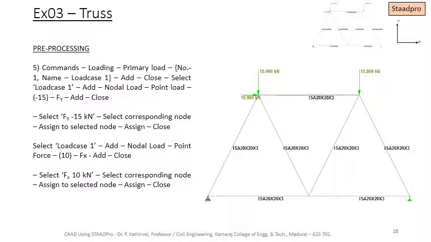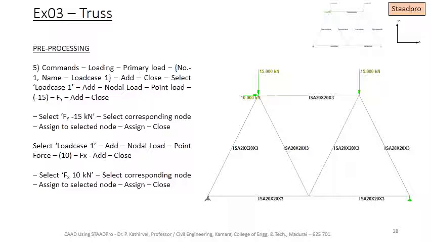Now select this load Fy minus 15 kilonewton, select the corresponding node, which is the top 2 nodes, click assign to selected node, assign, close. So you can see the 2 vertically downward loads acting on the top 2 nodes.